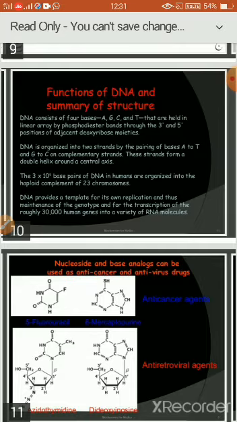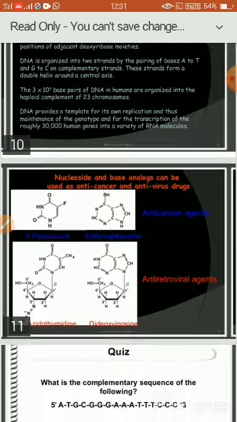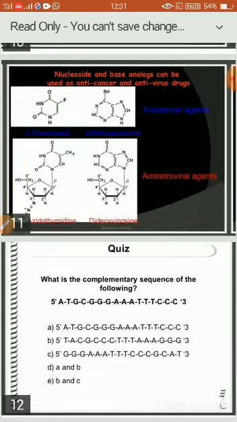So 3 × 10^9 base pairs of DNA in humans are organized into a haploid complement of 23 chromosomes, like 46, that is 23 pairs. DNA provides a template for its own replication and maintenance of genotype. So the last one, that is a quiz on complementary sequence.